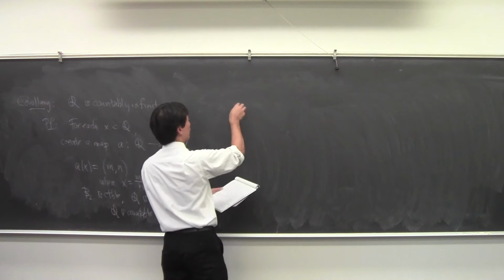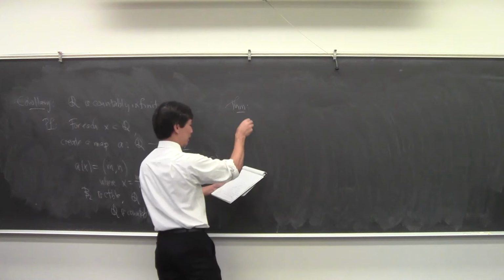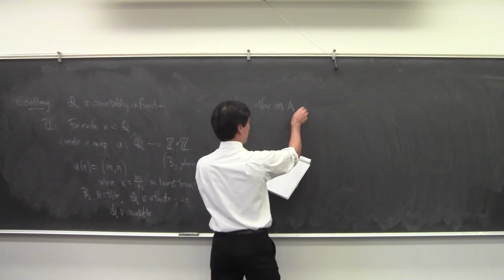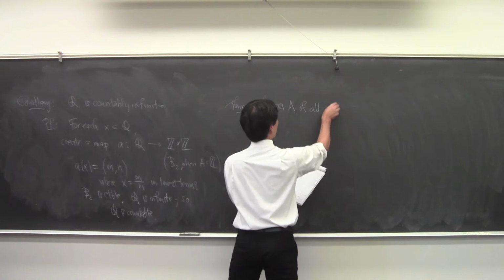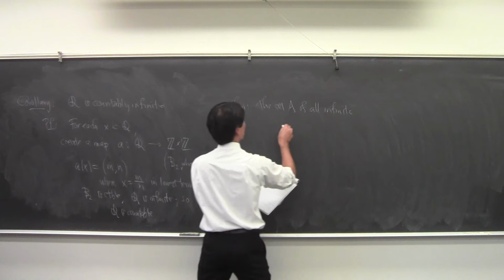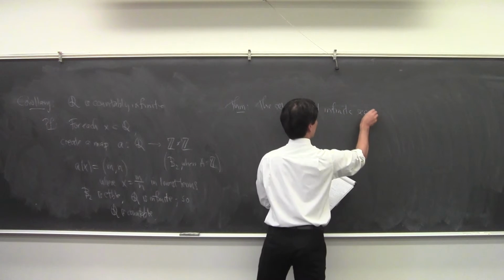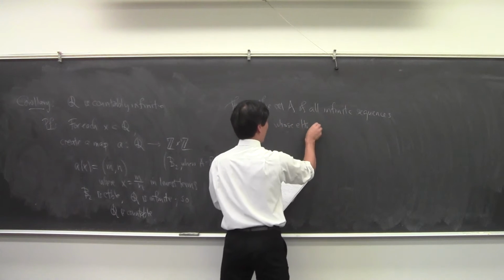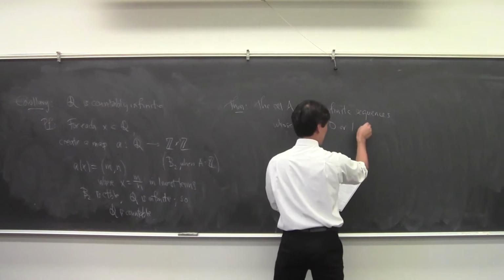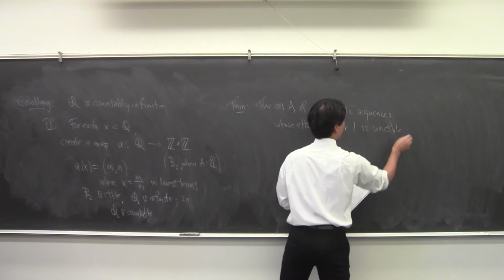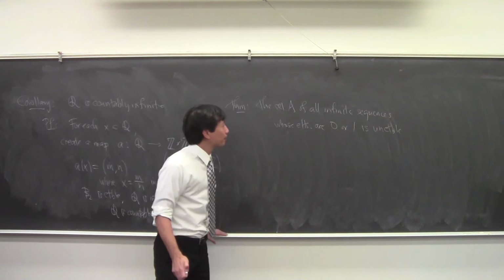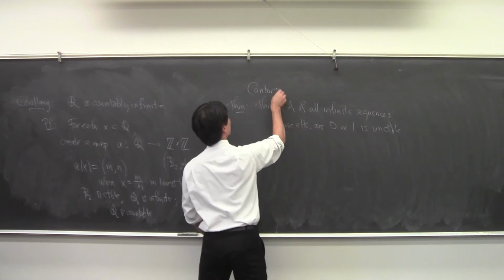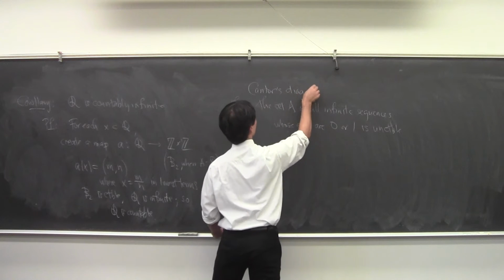So the last thing we're going to show about countability is that the set of all infinite sequences whose elements are 0 or 1 is uncountable. Okay, and this is the famous proof called Cantor's diagonal process, or Cantor's diagonal argument.